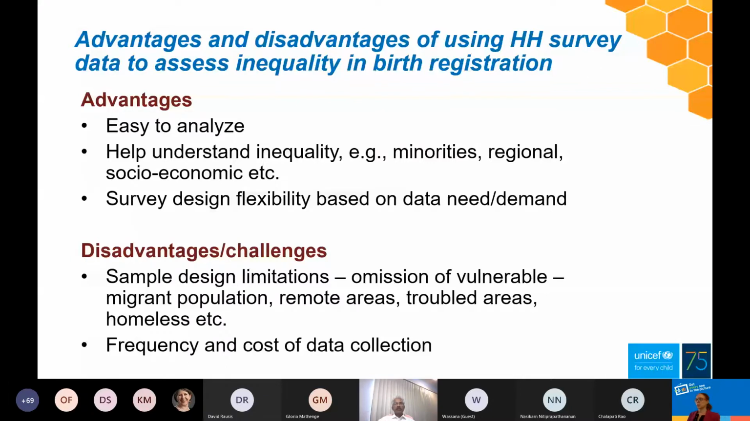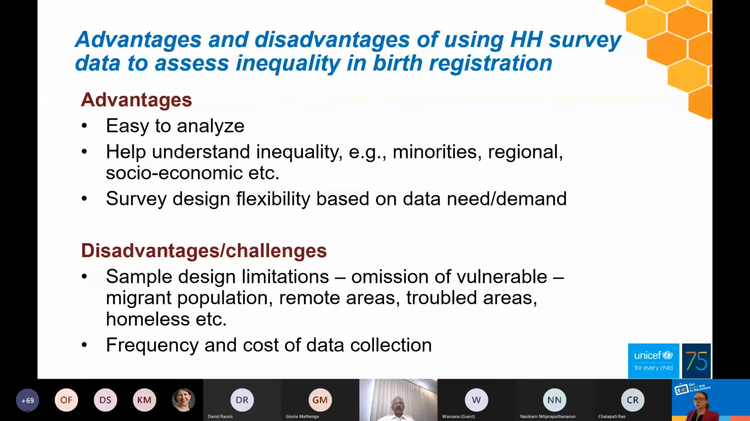You also have the sample design flexibility in terms of managing the data collection, or what you want to collect and analyze. Some of the disadvantages: sometimes household surveys omit some vulnerable groups, migrant populations and remote areas because of various considerations. Also the frequency of data collection, because household surveys you cannot do every year, and the cost involved in it.